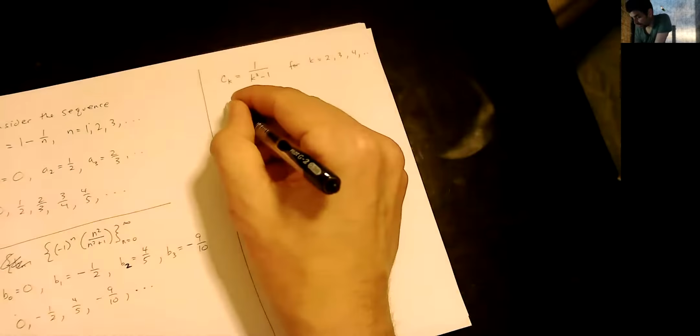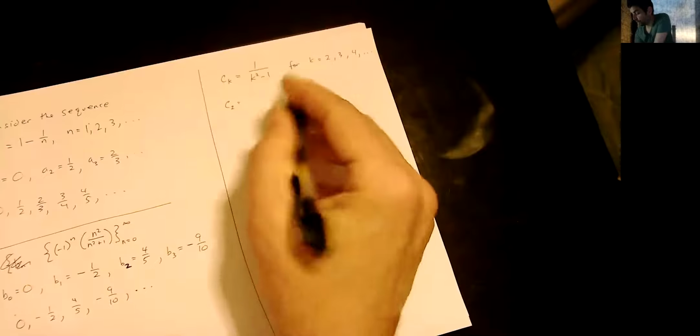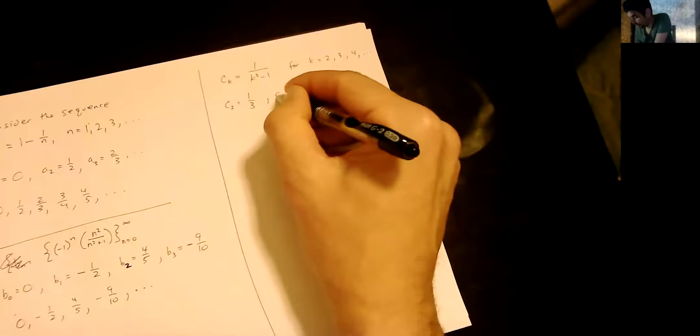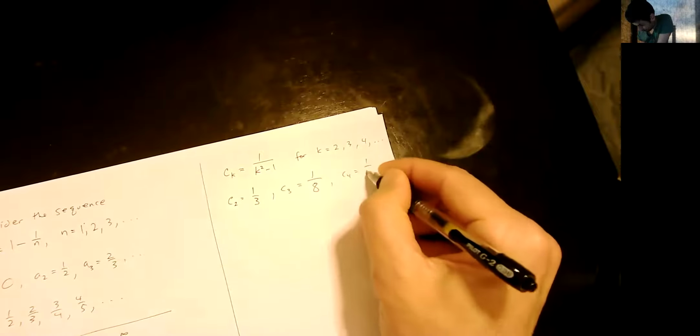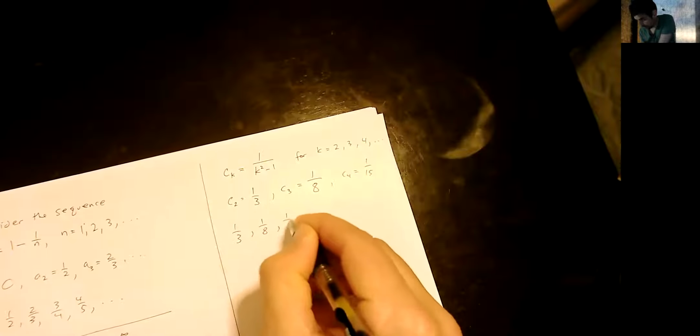And so here I get my first term, C sub 2, I get 1 over 4 minus 1, or 1/3. C3 is 1 over 3 squared minus 1, 1/8. C4 will be 1/15, and on and on and on. So this sequence looks like 1/3, 1/8, 1/15, and so on. Okay, so there are a few examples of sequences.